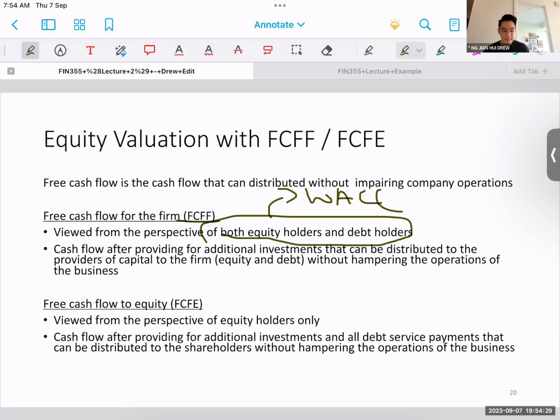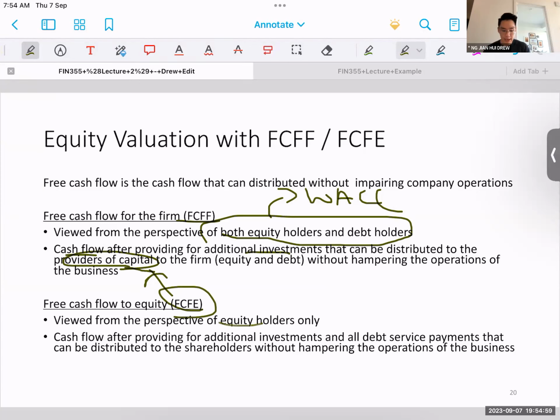So what does this mean? It means that the cash flow to provide for additional investment can be distributed to the capital providers. So first, remember we're doing valuation, right? So if you use the FCFF, this is the valuation to capital contributors, meaning the debt holders and the equity holders.